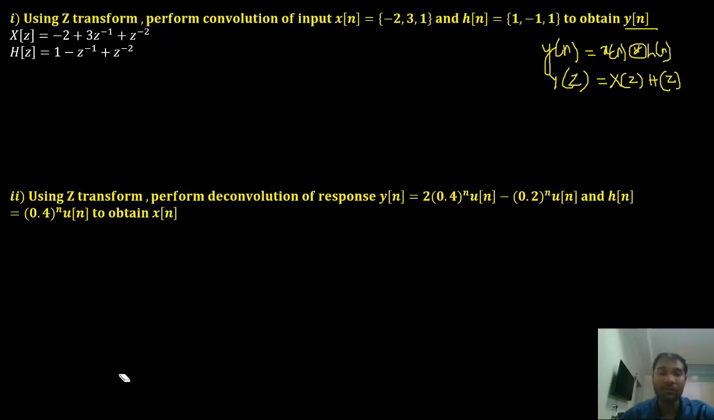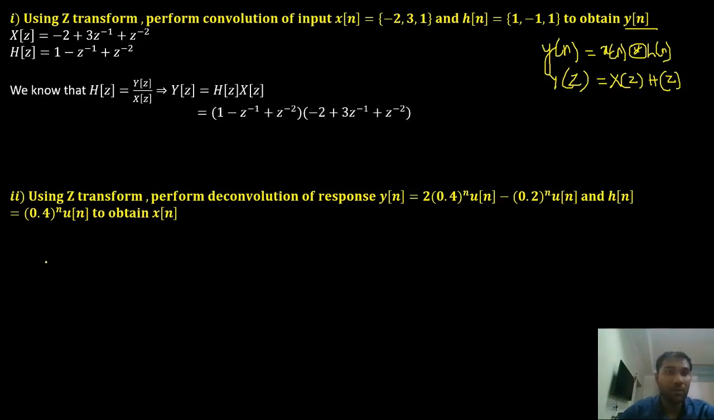So to get y of z, I will multiply these two. I'll multiply both of them. So if I simplify this, I'll get y of z is equal to minus 2 plus 5z inverse minus 4z to the power minus 2 plus 2z to the power minus 3 plus z to the power minus 4.